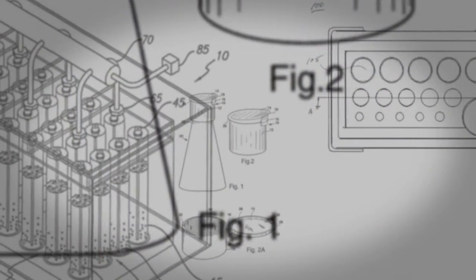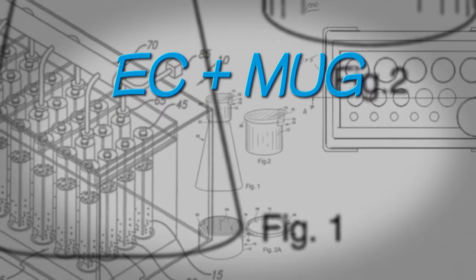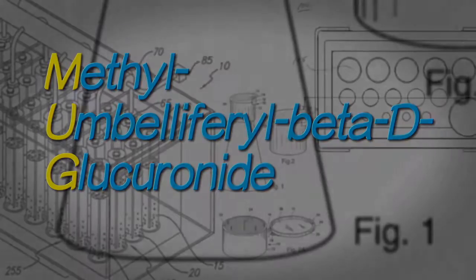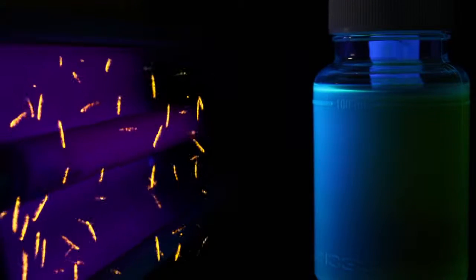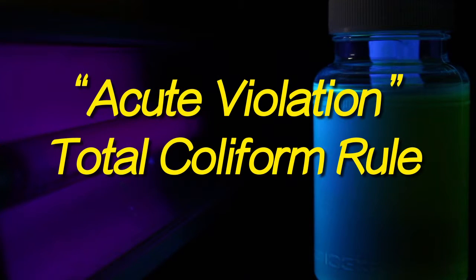There are a number of different ways to make this determination, including the EC plus MUG technique. The EC stands for E. coli, and the MUG is a special ingredient that will fluoresce bright blue under an ultraviolet lamp if the most common fecal coliform, E. coli, is present. In this event, the sample is not only positive for total coliforms, but for the more critical fecal coliforms as well. This could lead to what is called an acute violation of the total coliform rule.